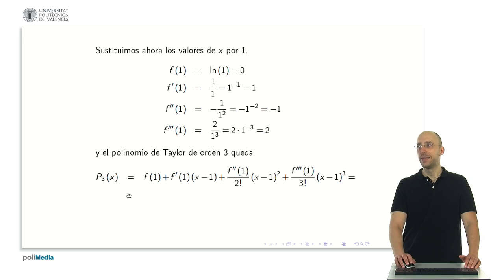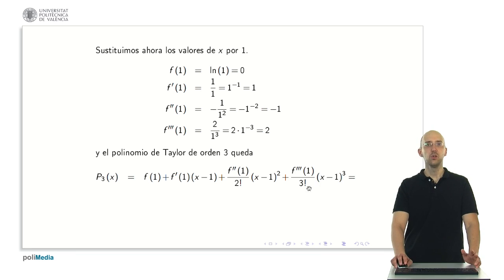This one. I have already substituted the function into the expression for a in the formula for 1. The Taylor polynomial of degree 3 is the function at 1 plus the first derivative at 1 times x minus 1, plus the second derivative at 1 over 2 factorial times x minus 1 squared, plus the third derivative at 1 over 3 factorial times x minus 1 cubed.